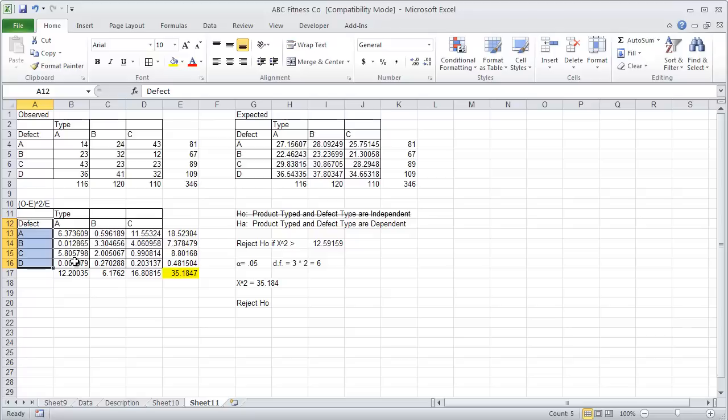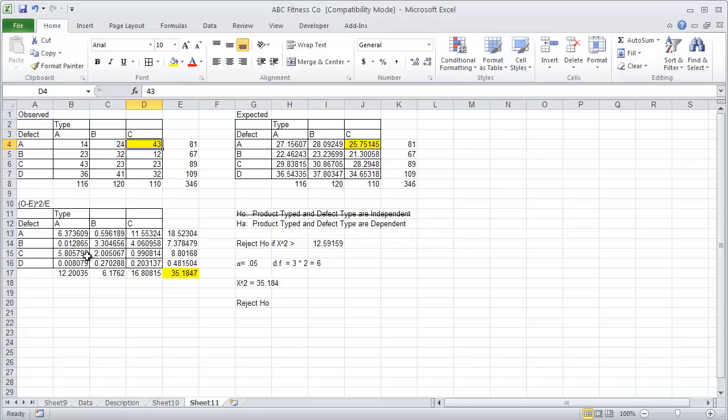So where are my strongest relationships in there? So anything bigger than 12.59 flagged me, and I look at my values on the inside, where is it that I am significantly highest? So I would think my highest value is here, so there's 11. So I was expecting to find 25, and I found 43. So product C seems to be more likely to have a defect type A.